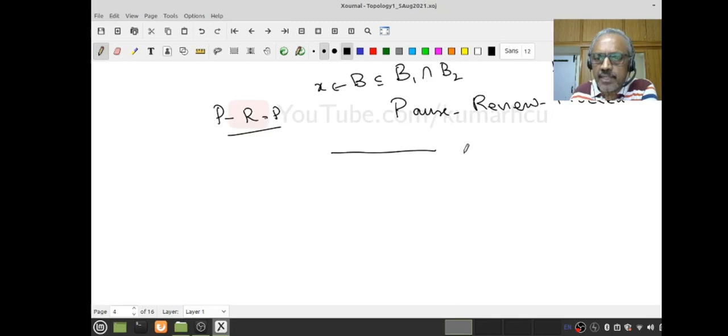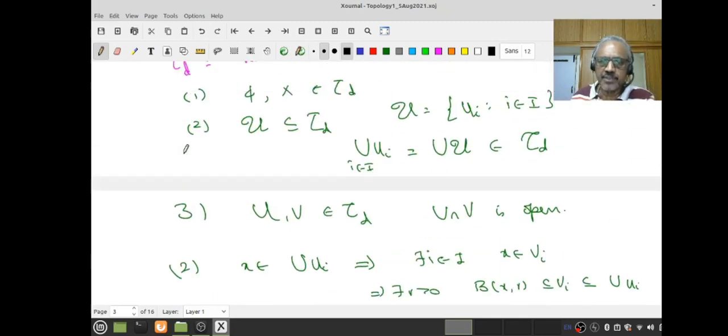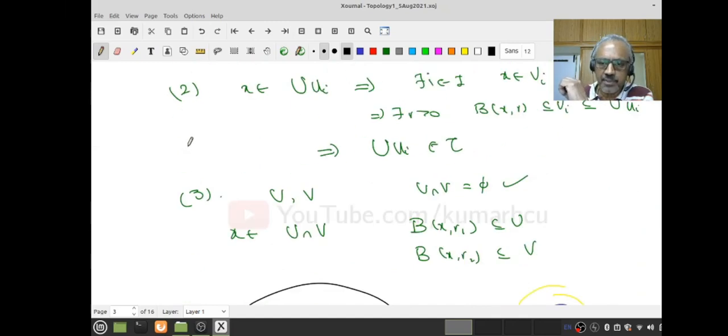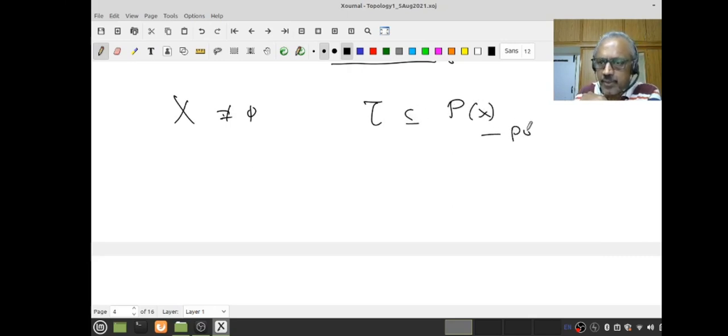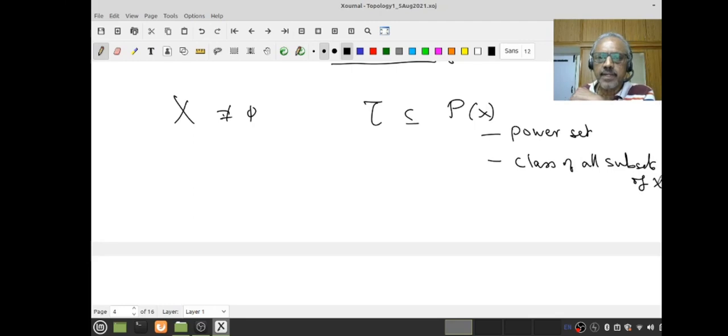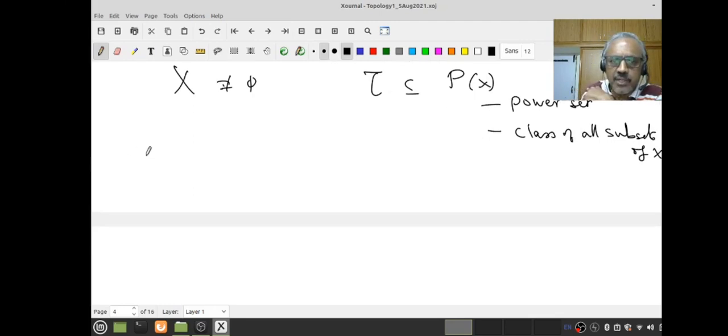So like all modern mathematics, what we do, we appropriate these three properties. Okay, we abstract these properties. Suppose I am given a set X, assume as usual non-empty, and suppose I have a collection tau which is a subset of P of X. This P of X is the power set, that is, the class of all subsets, a set of subsets of X. Okay, right. So what I want is tau should have three properties.